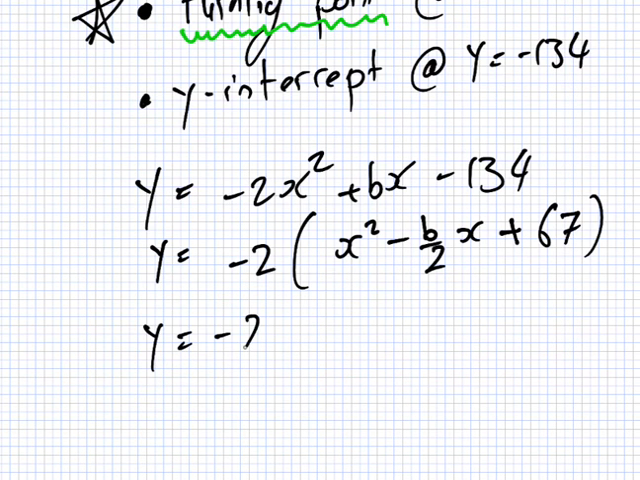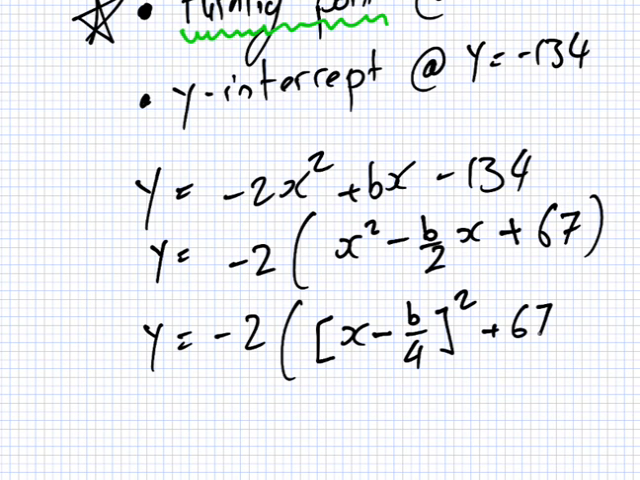y equals minus 2. Let's complete the square. What do I get here? Any ideas? Half of this, minus b over 4. Very good. And then here I have plus 67, and what do I have here? Minus, it's going to be b squared over 16.